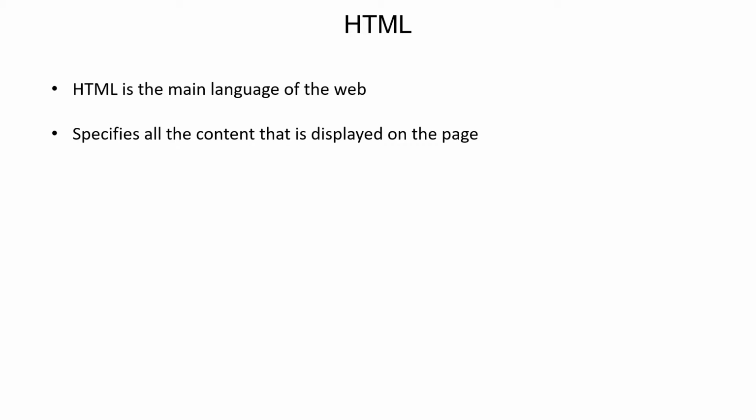So let's look at the three languages that web pages are made of. Let's start with HTML. HTML is actually the main language of web pages and the web. It specifies all the content that is displayed on the page. This includes all the text, references to all the images, video, audio files, etc. that are included on the page.